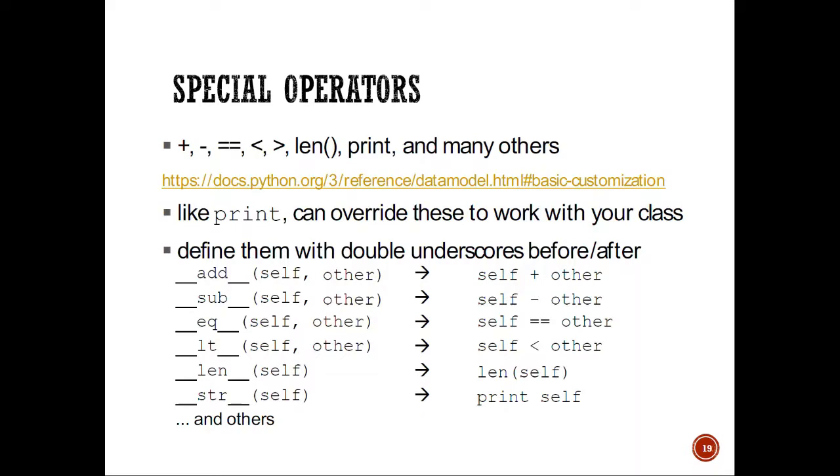Other special operators include, for example, addition, subtraction, equal, which is checking equality, greater than, less than, the length, print, and many others. Like print, we can override these to work with our class. So for example, we can define them as usual with __add__(self, other), and this would add the two values. Subtract would calculate the difference between them. __eq__ checks for equality. Less than or __lt__, length, print, and others.